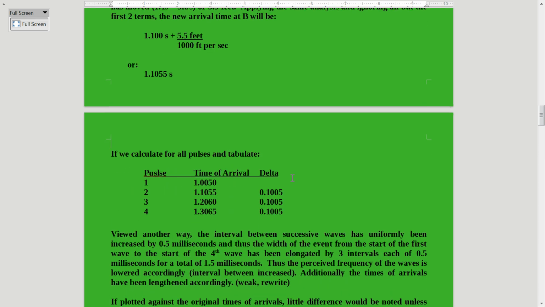And if we calculate it all out, we'll get the times of arrival. Okay? And they're listed right here. As you can see, the delta between them has changed. It used to be 0.1. And because point B is moving away, the effective length has increased by half a millisecond, which is not very much. That's for each interval there.